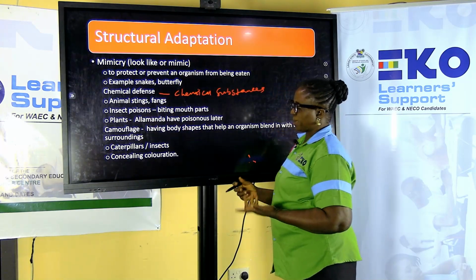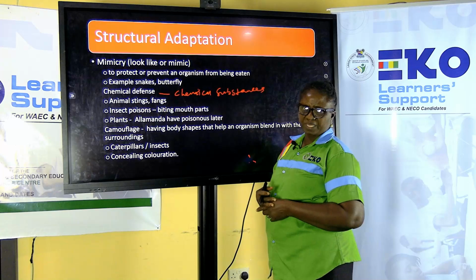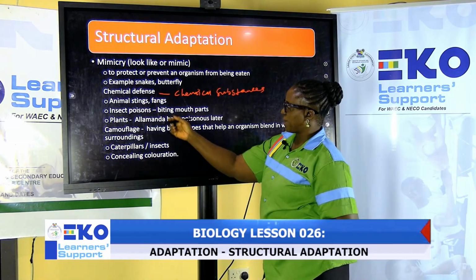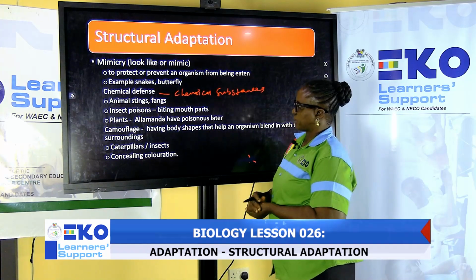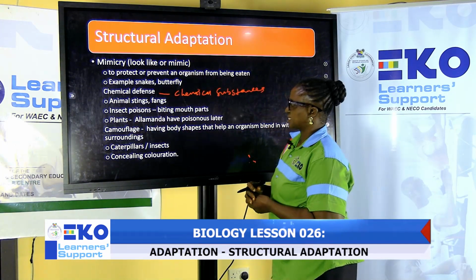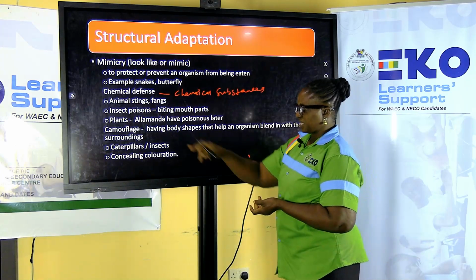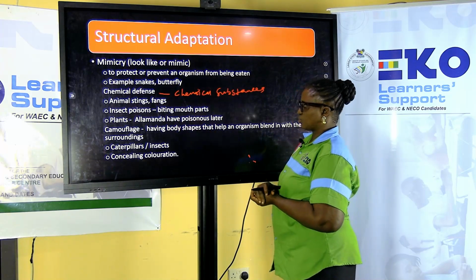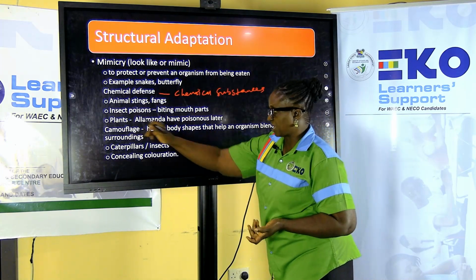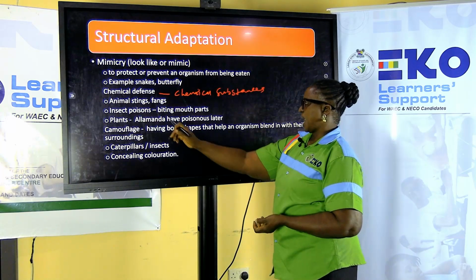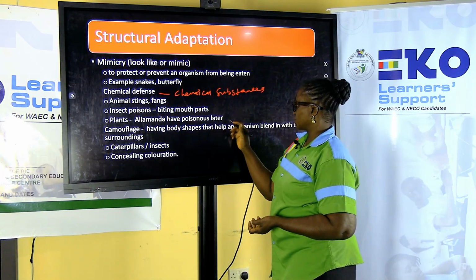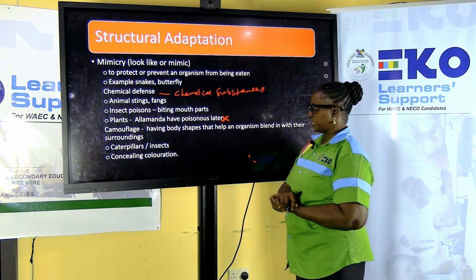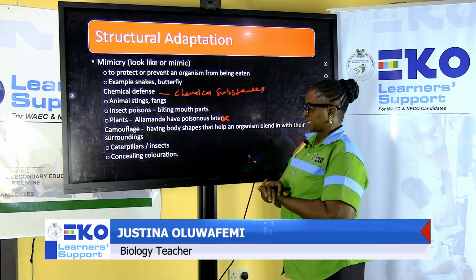We have animals, a number of animals, that have stings. Can we take some examples? Animals that sting, you can talk of scorpions and a number of other ones. A number of snakes have fangs that they use to fight back. Then we have insects. They possess poisons. Some of them are poisonous, some of them radiate different substances, then biting mouth parts. Even plants are not left out. We have a particular type of plants, Oleander, they have poisonous latex. Not later, this is latex, a substance that is produced.